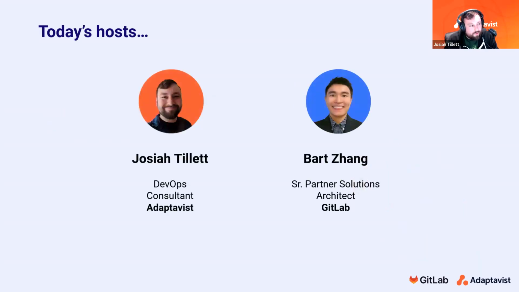Just to introduce ourselves real quick, my name is Josiah Tillett. I am a DevOps consultant at Adaptavist. I'll let Bart introduce himself. Thanks, Josiah. Bart Zhang here. I'm a senior partner solutions architect with GitLab, and I've been with GitLab for roughly the past 2 years.